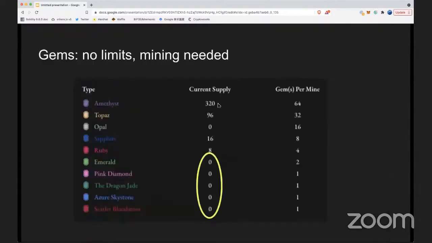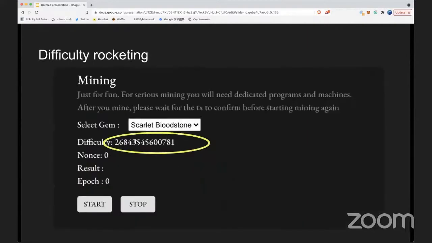The problem here is the supply. Each of these gems doesn't have any limit on the total supply. If more people want more gems, there will be more gems, but you have to put a lot of computation resources into it. Let's look at the difficulty value of the most valuable gem, the Scarlet Bloodstone. It's very difficult to mine today. The project has been launched for just one day, and some people already use Ethereum mining machines to mine the gems. I suppose the gem will be expensive on OpenSea.